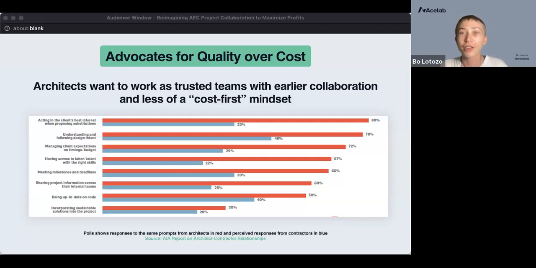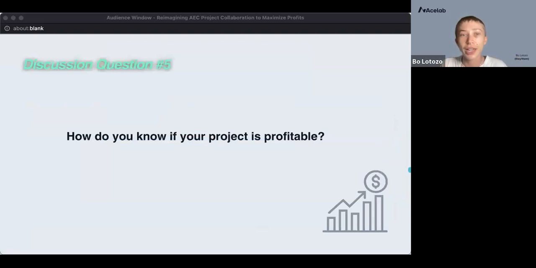But they do want to be part of actively collaborating teams, and collaboration is really important. So luckily, these two things really go hand in hand. Improving your project collaboration definitely has a direct impact on improving your project profitability and your overall transparency at your firm. So launching into our next discussion question, how do you know if your project is profitable?